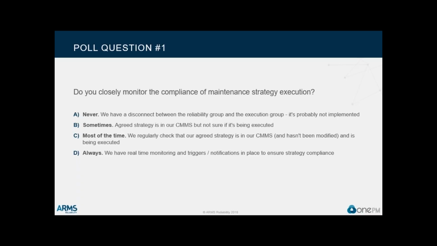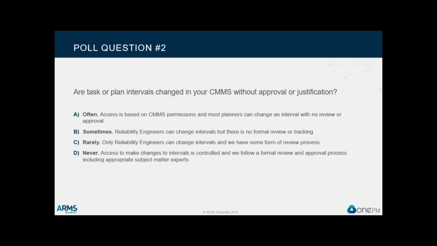So I believe we've got one more poll question. So let's open up that next poll question. The next poll question here is, are the task or plan intervals changed in your CMS without approval or justification? So can they be changed? Are they changed often based on some simple CMS permissions? Do reliability engineers get in there and change intervals, but there's really no formal process? Do you not allow it to happen except for a reliability engineer who can follow a process, or do you not allow intervals to be changed at all?